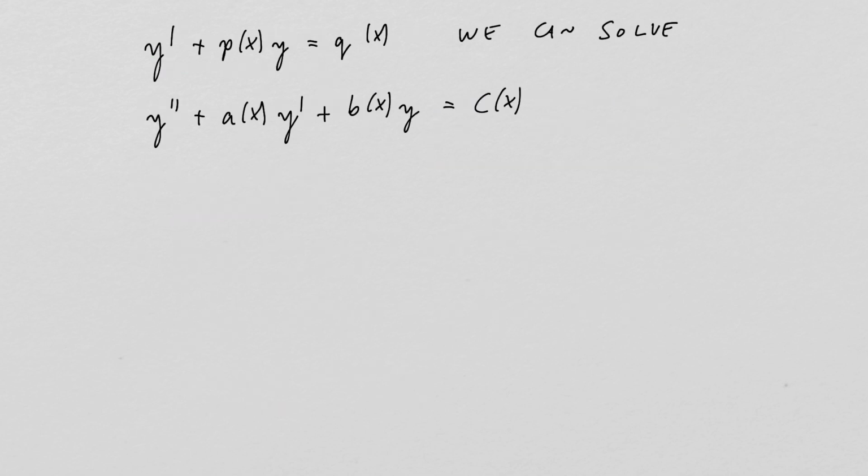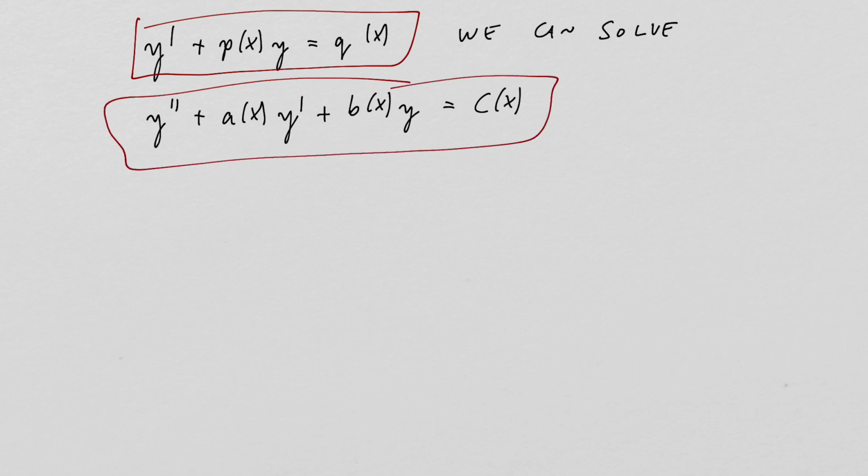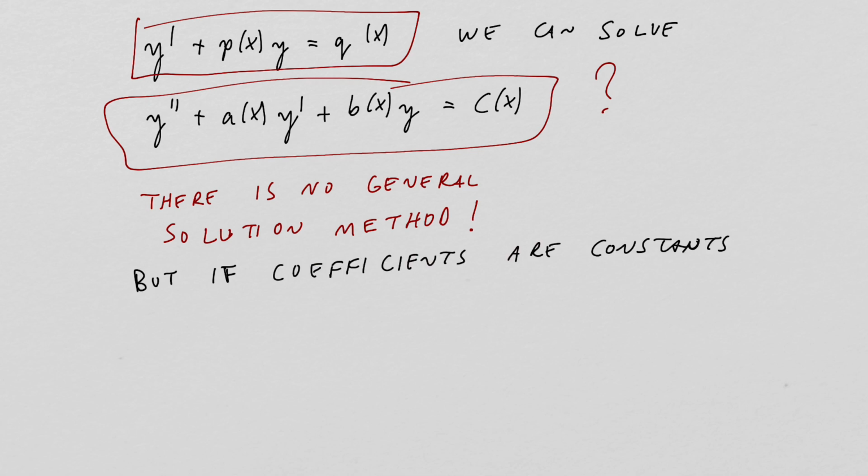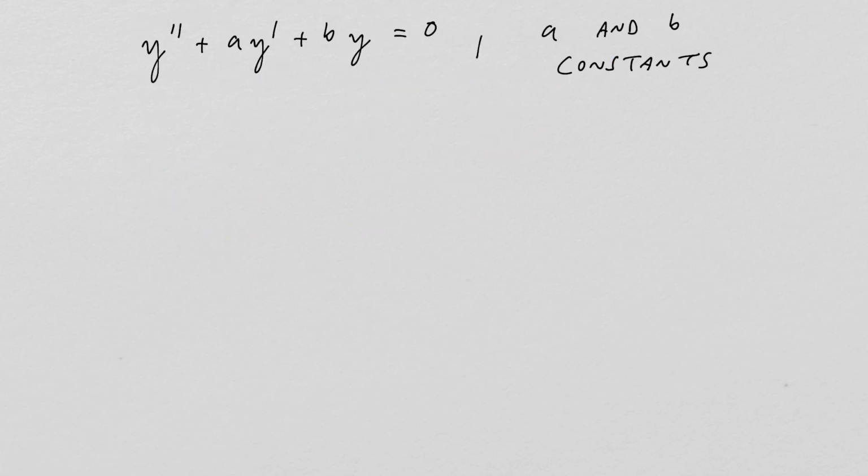So how about now? We know how to solve this first order linear equation. Can we solve this second order linear equation? Even for this equation, there is no general solution method. But if these functions here are constants, then we can do something. Let's at this point forget this function. We can study this equation where the coefficients are constants.